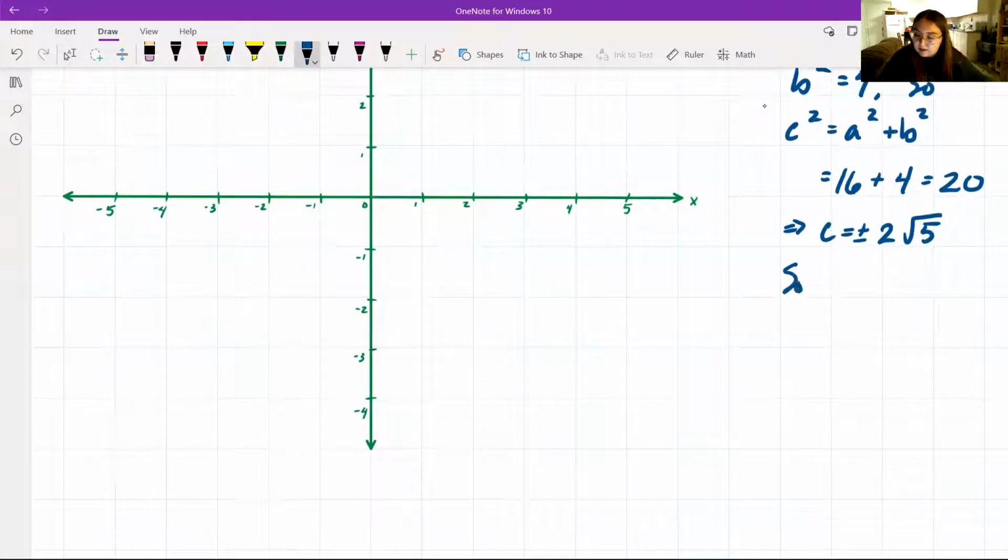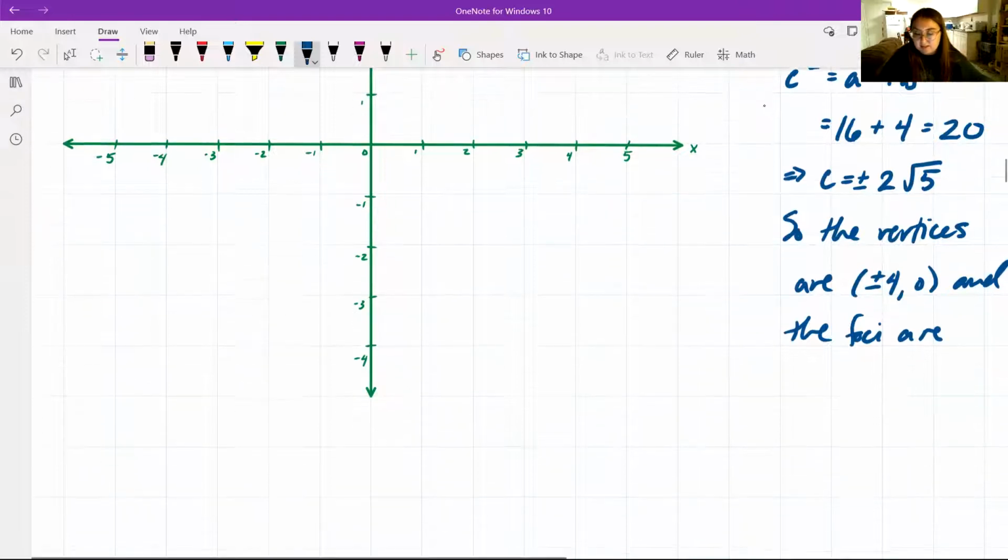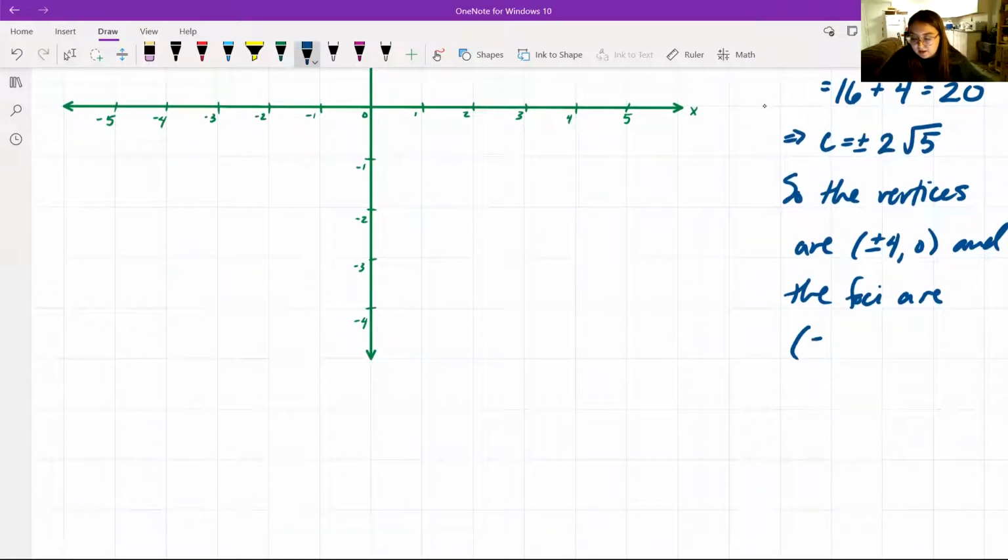So the vertices are going to be plus or minus a comma 0. So this means plus or minus 4 comma 0. And the foci are plus or minus c comma 0. So plus or minus 2 square root 5 comma 0.